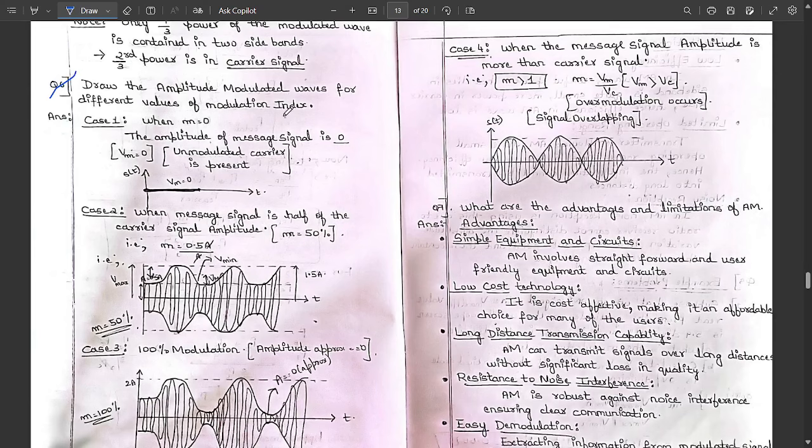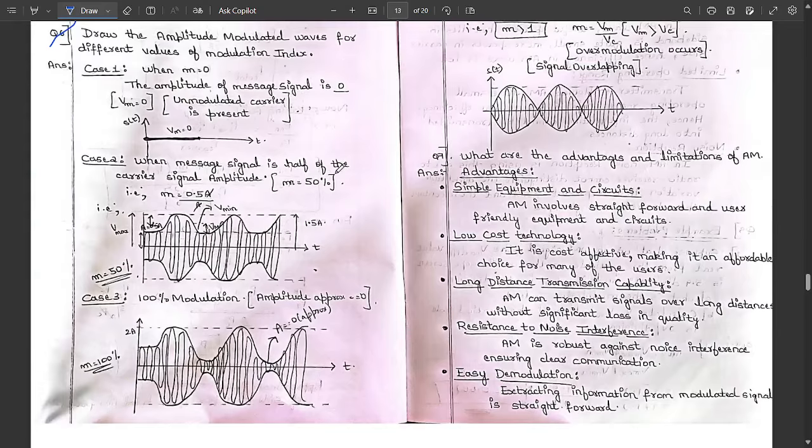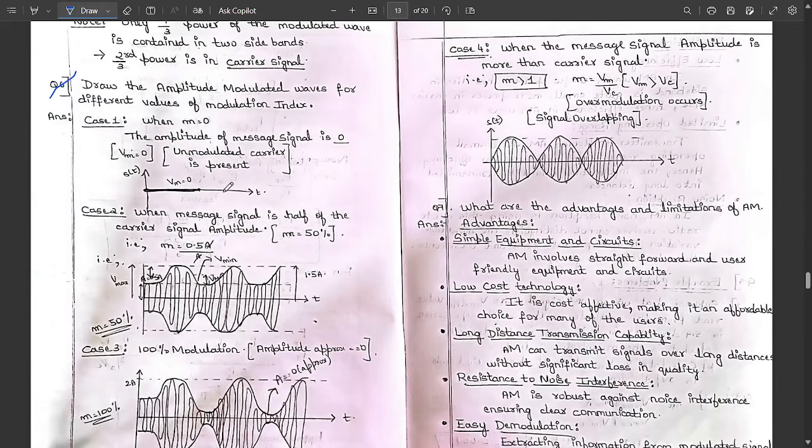Okay, yeah. So here one more important question is related to drawing the amplitude modulated waves for the different values of modulation index. That is, whenever the modulation index has a fixed value, what would be the resulting waveform? Okay, these kinds of questions they would be asking. That is case one. We should write when m is equal to 0. What is the expected waveform we get for s of t? Okay, the amplitude of the message signal is 0, so Vm is equal to 0. The unmodulated carrier is present, we won't get any variation, that is a constant straight line.